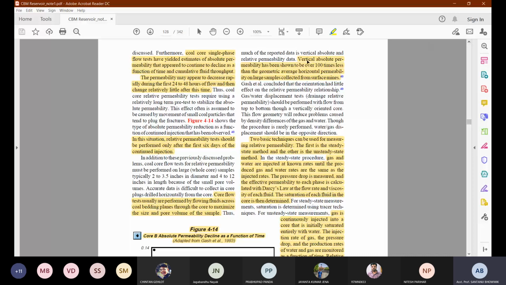Now this is the case of how we are going to measure the relative permeability, the variation of the vertical permeability. You can also see here they also discuss the differences between the vertical and the horizontal, and they have mentioned that from historical values, the vertical permeability may be over 100 times less than the geometric average horizontal permeability. Why? Because in the bedding plane there is no fluid flow, whereas in the horizontal direction there are facets and bedding planes.